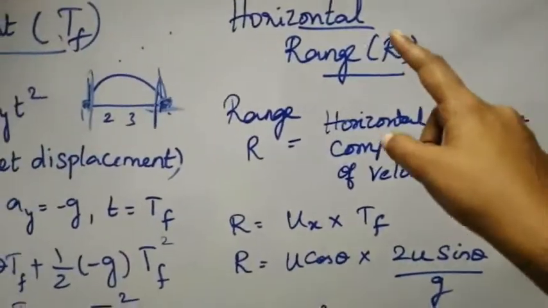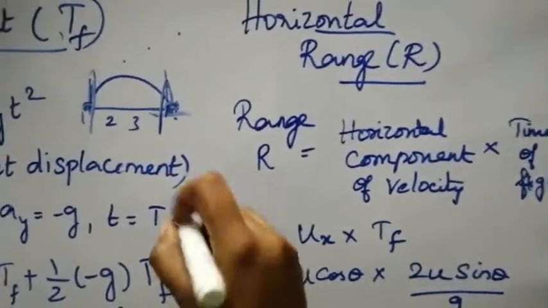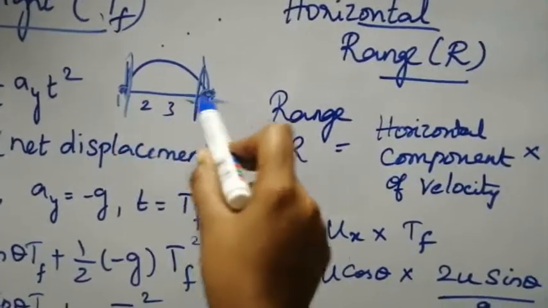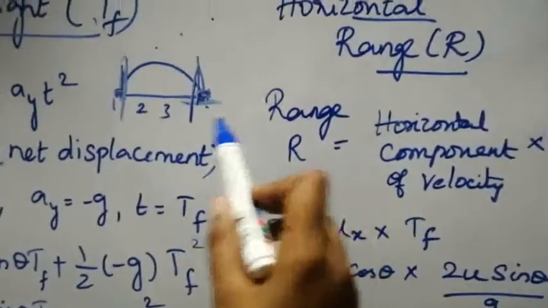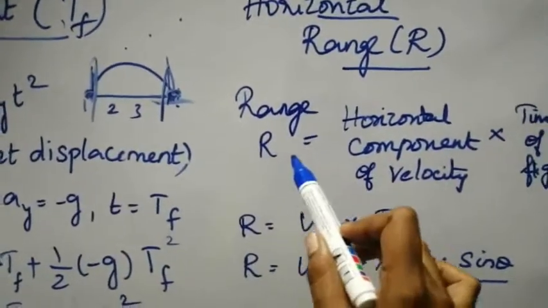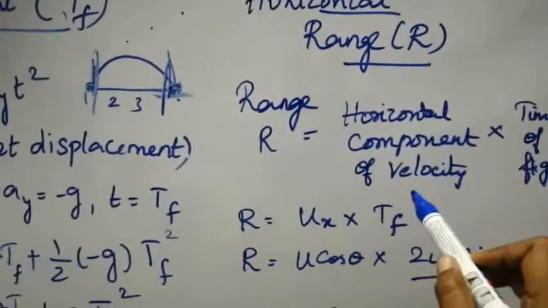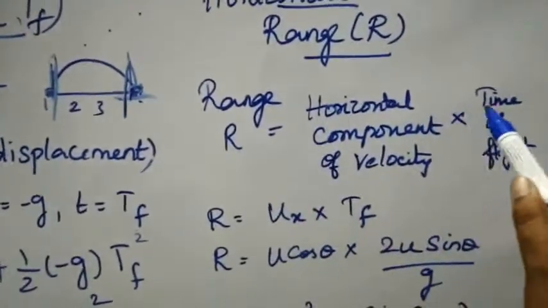Next, we'll be moving on into horizontal range R. So what is the horizontal range? This distance is the horizontal range, the range covered by the projectile from the initial point till it hits the ground. The distance in the x-axis is your range. So it is in the x component, right? It is the horizontal component of your velocity into the time taken for it to hit that point. It is time of flight.